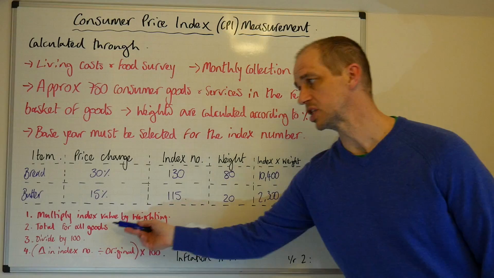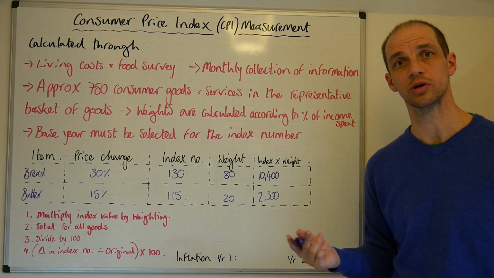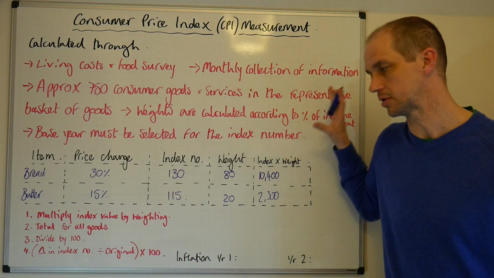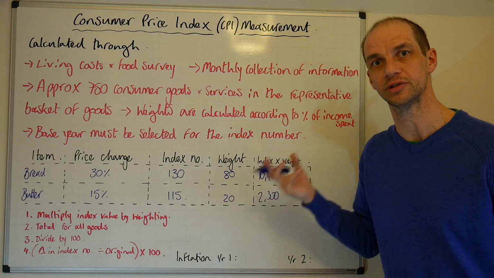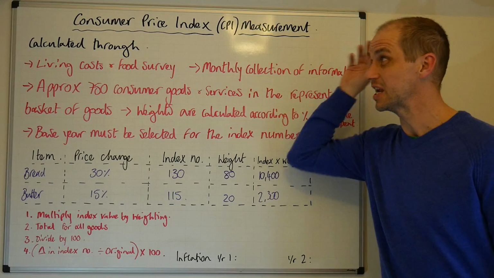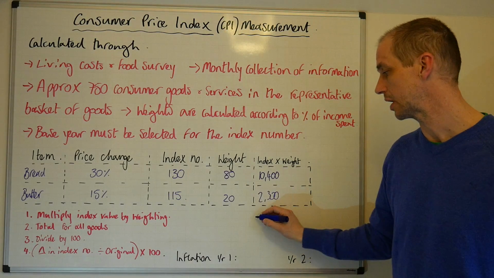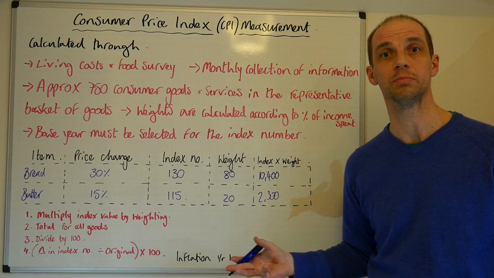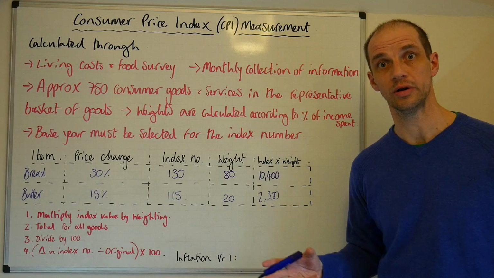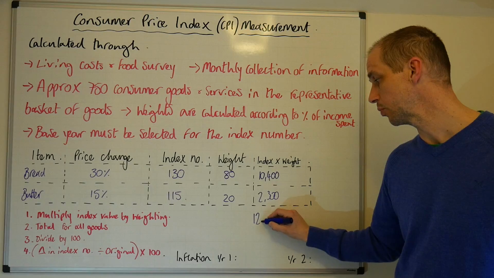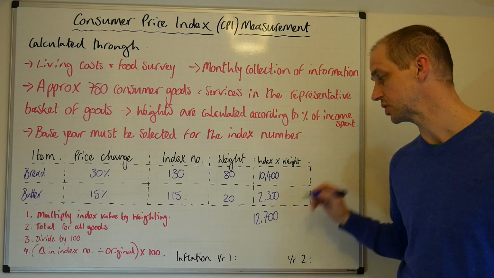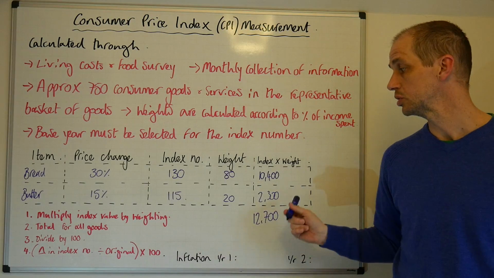So yeah, we've got to total them up for all of the goods within our basket. Of course, this is a hugely simplified version of the work that takes place at the Office of National Statistics in calculating this CPI value, but nevertheless you could be expected to do this on a multiple choice question. Okay, so as we work through here, we can see that we get 12,700 as our total there.